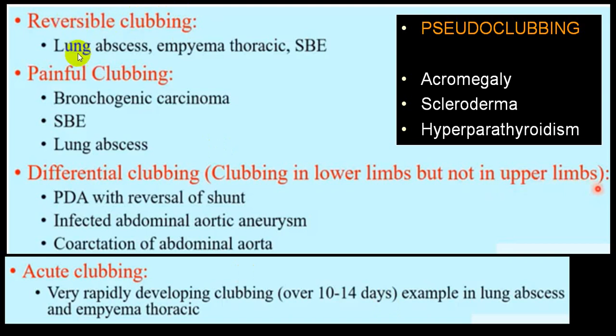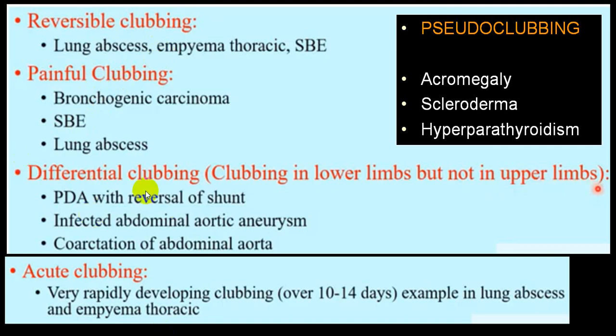Some of the clubbing is reversible. As soon as you treat that basic condition, clubbing may reverse back. For example, lung abscess, empyema, and infective endocarditis. Clubbing can be painful, and when you try to palpate, it may be painful, and that can be very common in infective endocarditis, bronchogenic carcinoma, and lung abscess. So painful reversible clubbing, you can combine together. You call that a painful reversible clubbing. So that will be quite common in infective endocarditis, bronchogenic carcinoma, lung abscess, empyema.